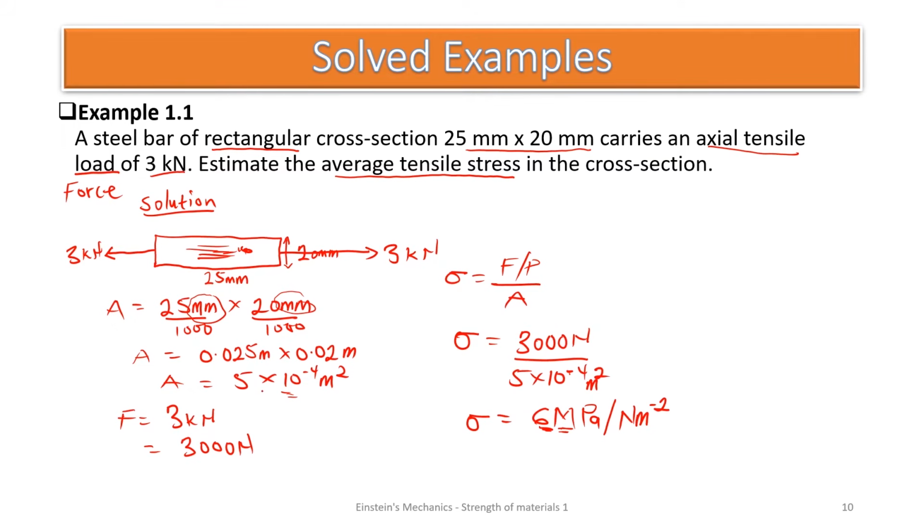My area was 5 times 10 to the power negative 4 meters squared. My force was 3 kilonewtons, and that was 3000 newtons. Stress is force over area. I know my force, I know my area. If I punch everything in, I'm getting 6 megapascal for example 1.